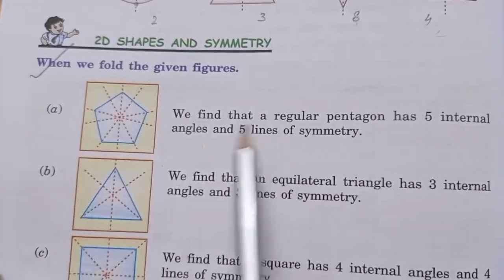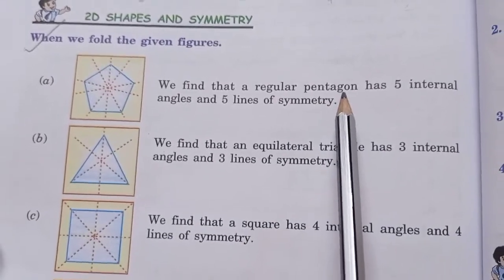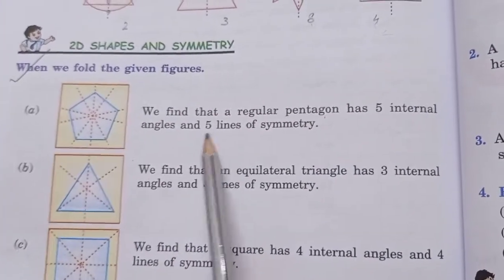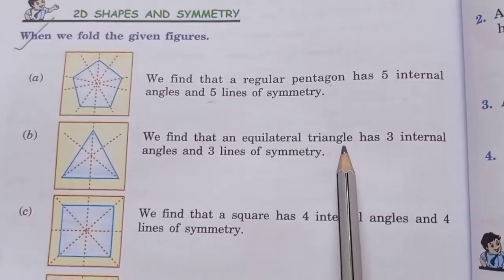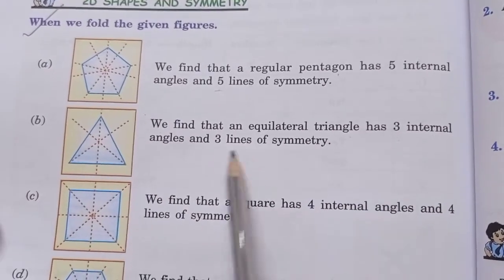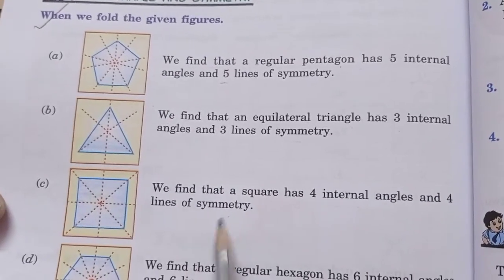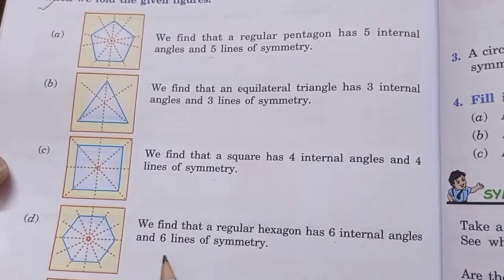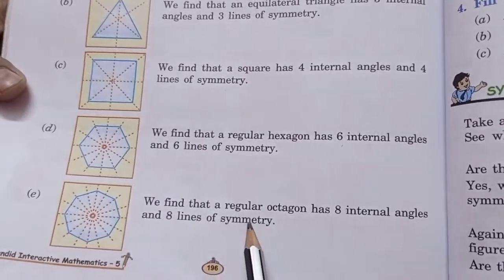This is very important, children. We find that a regular pentagon has 5 sides. So how many lines of symmetry does it have? 5 lines of symmetry, they have shown. This is what? Equilateral triangle, how many sides? 3 sides. So 3 lines of symmetry. Square, 4 sides, 4 lines of symmetry. This is what? Hexagon, 6 lines of symmetry. This is octagon, 8 lines of symmetry. This is very important. You have to go through it.